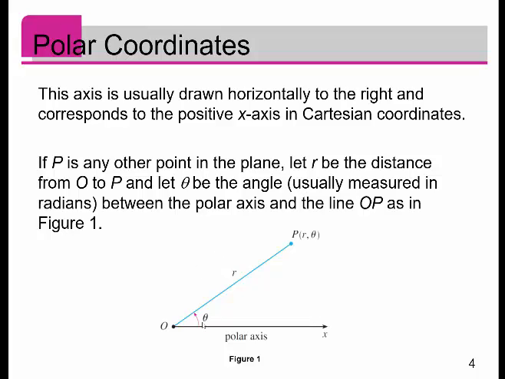And then we let theta be the angle, usually measured in radians, between the polar axis and the line OP, as in figure 1. So we have the radius and we have the angle here. These two values can be used to represent the points: what's our angle, and what's the radius? If you think back to your pre-calculus, that's how we describe points on the unit circle. In that case, the radius was always 1, but this was how we introduced trigonometry.